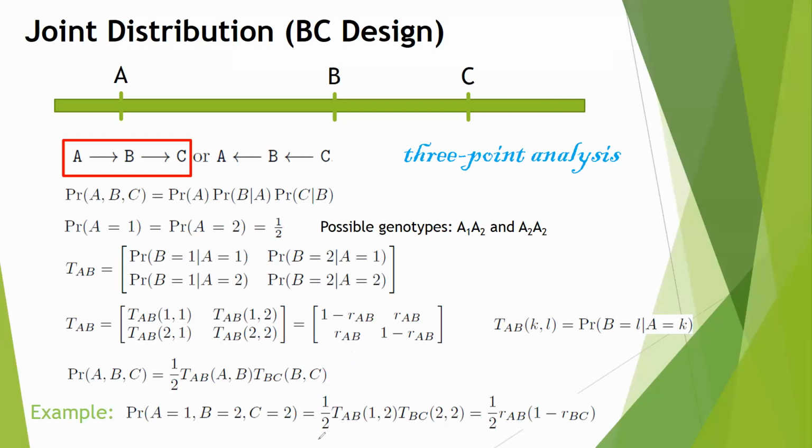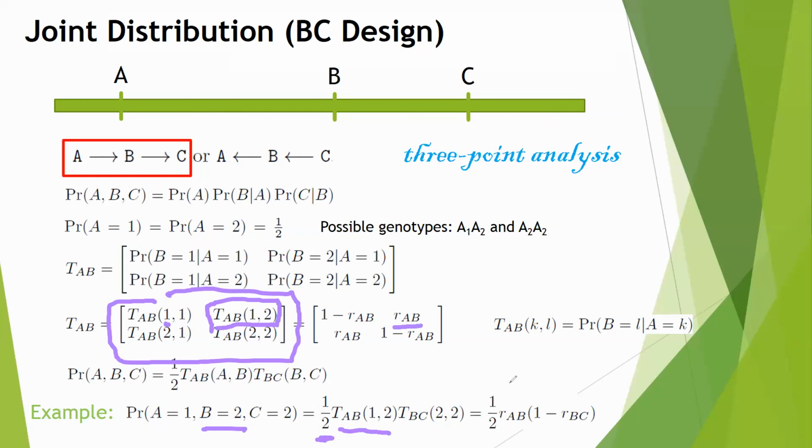Okay, given the first locus A, what is the probability for us to see a genotype 2 for the B locus? Within this transition matrix, we need to find that A equals 1 but B equals 2. It should be this one, right? We need to look at this one. So what's the probability for this one?